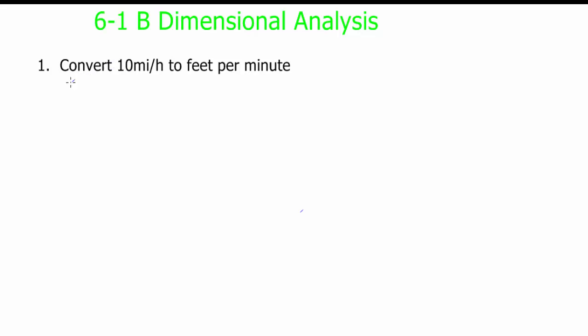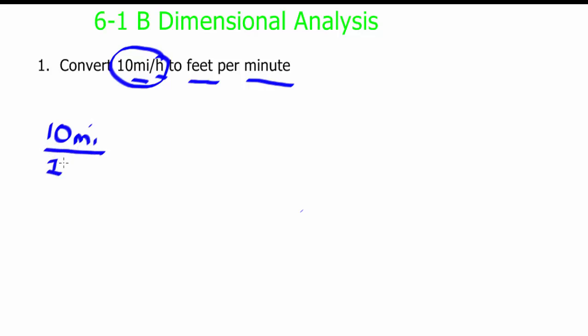So number 1, convert 10 miles an hour to feet per minute. So notice we're changing both things. We're changing miles to feet and hours to minutes. Okay, so that is very important. You always start with what you're given. We have 10 miles over 1 hour. If it said for some reason 10 miles every 2 hours, then you put it over 2 hours. Everything we deal with today is going to be over 1, but just letting you know.